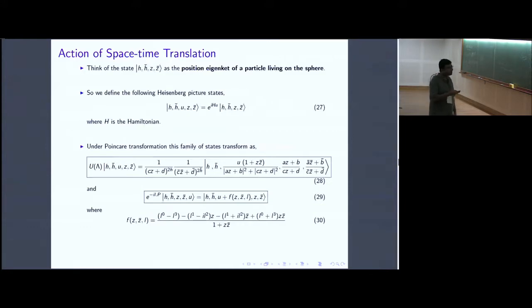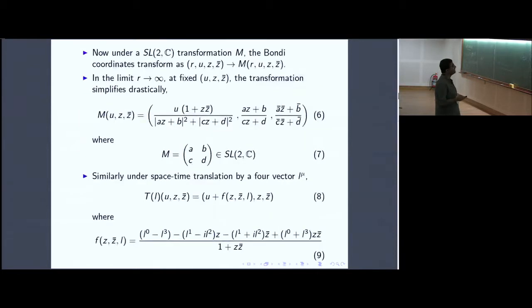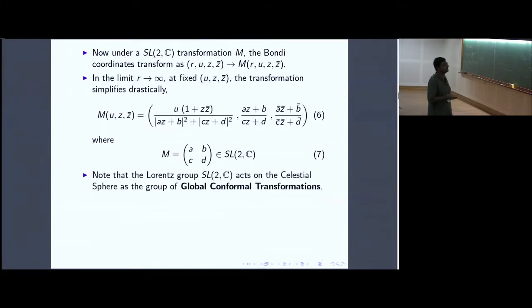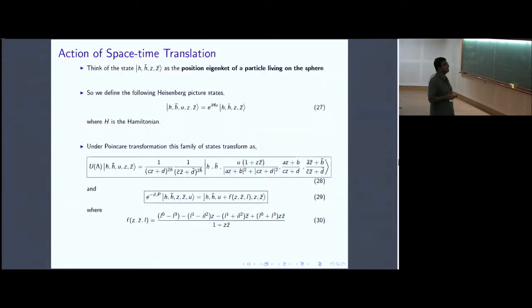So you get this U, and now if you go back to these older slides, what you get is that under SL2C, you saw that this U, Z, Z bar, which are the boundary coordinates we got from the bulk, have this particular form. This U transforms in this way, and Z, Z bar transforms in this way. And under translation, it also transforms in the same way. So at least what we have obtained is a set of states which transform under the Poincare transformation in this particular way.